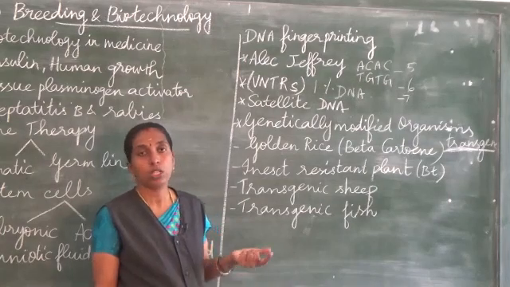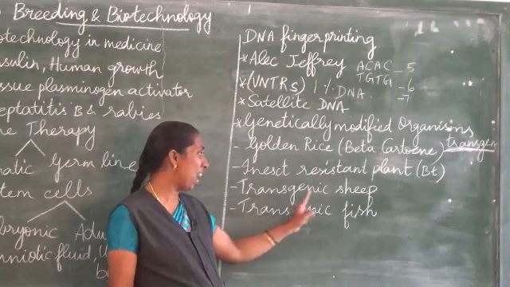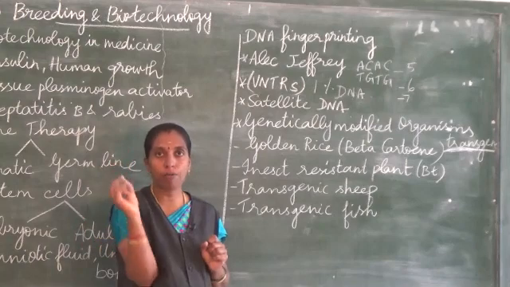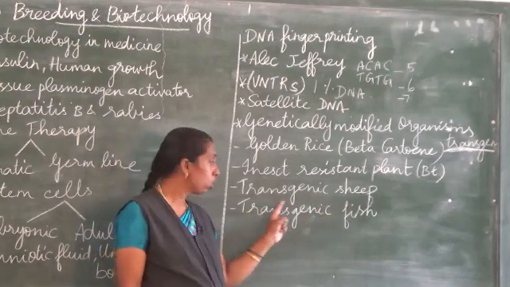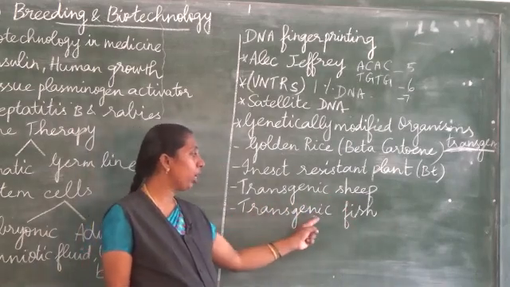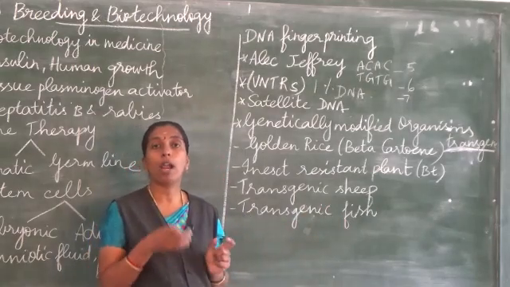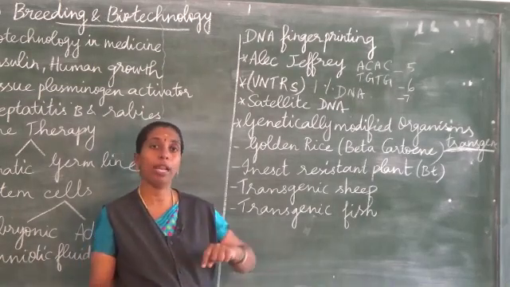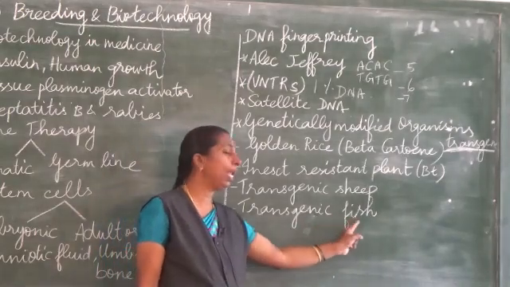Transgenic animals: a larger amount of wool can be produced using the transgenic sheep variety. The gene responsible for wool production is induced to produce more wool, and that is called a transgenic sheep. Lastly, transgenic fish can be produced. In salmon, the gene responsible for protein production can be induced to produce more protein, and that is called transgenic fish.